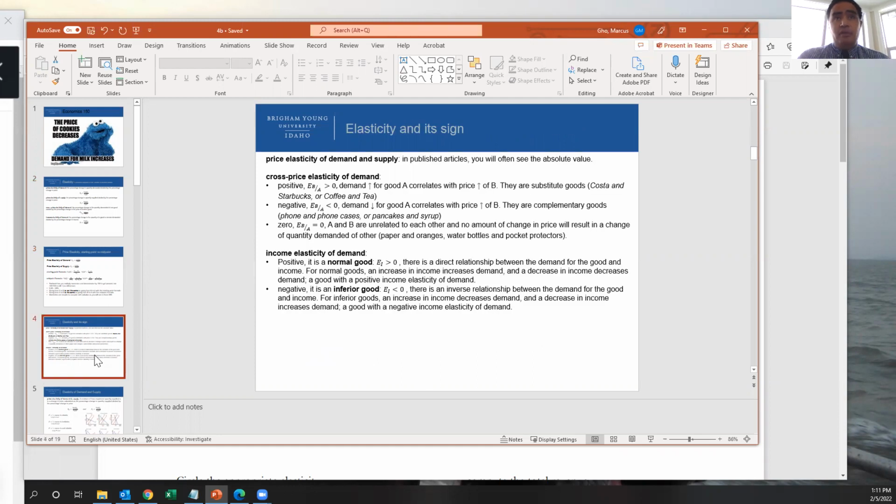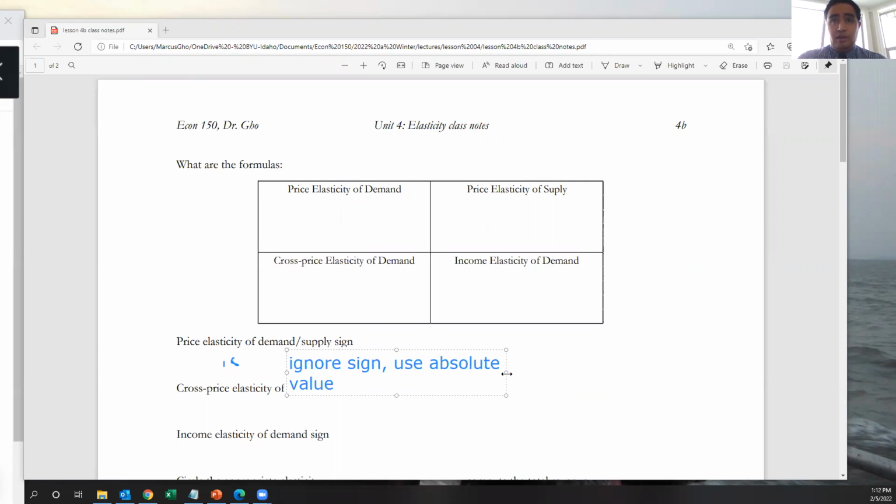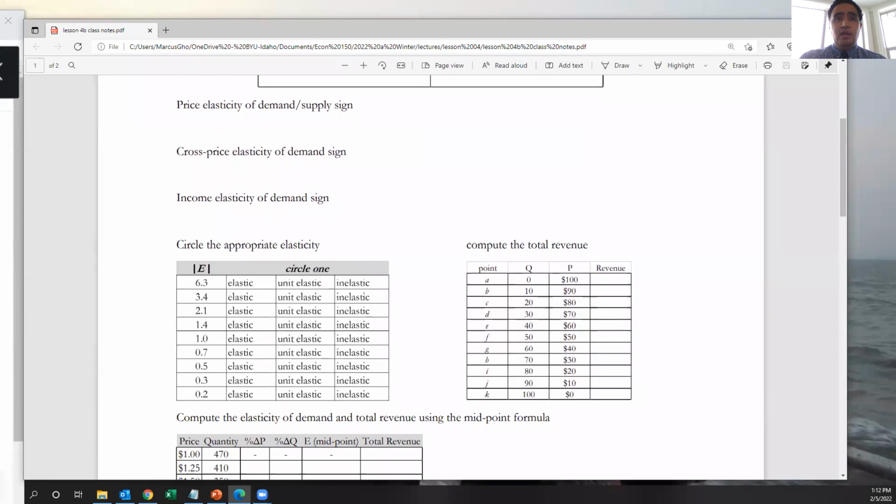The signs are important. If you look at different textbooks for the elasticity of demand and supply, sometimes you'll see the absolute value, sometimes you'll see a negative sign. Those things you pretty much ignore. So for demand and supply, ignore sign, use absolute value. That's what I would put in here if I were filling out these notes.